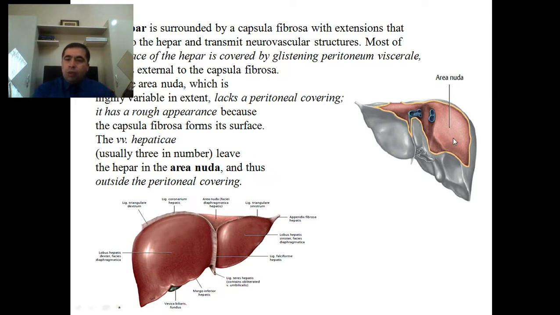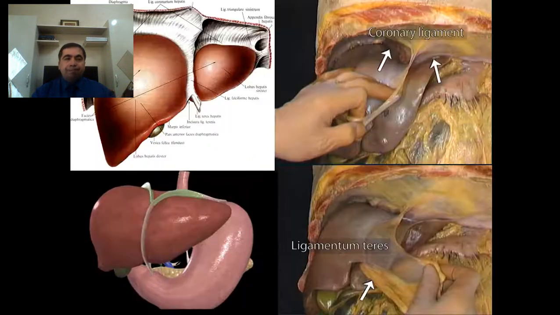Only the area nuda, you are looking at this picture, which is highly variable in extent, lacks a peritoneal covering. It has a rough appearance because the capsula fibrosa forms its surface, and the hepatic veins, the vena hepatica, usually 3, maybe 4 in number, leave the hepar in the area nuda and thus outside the peritoneal covering.